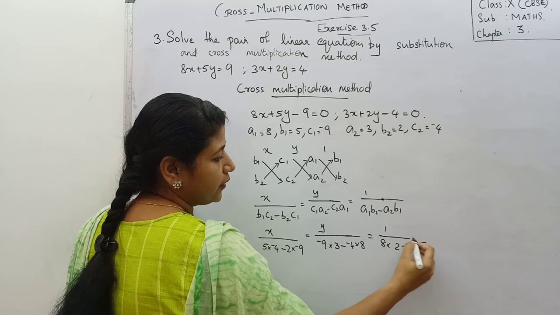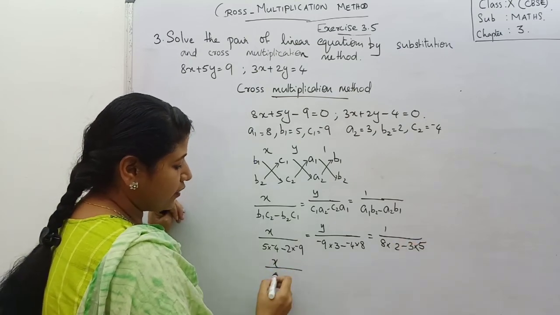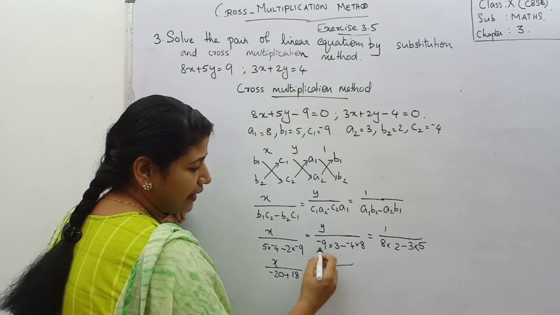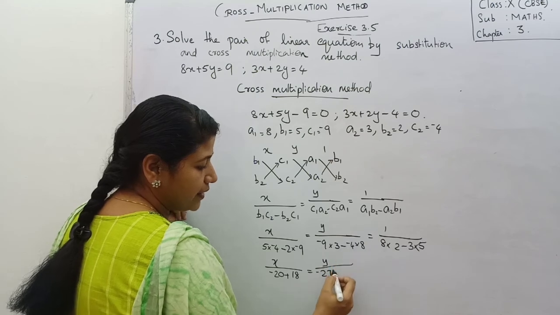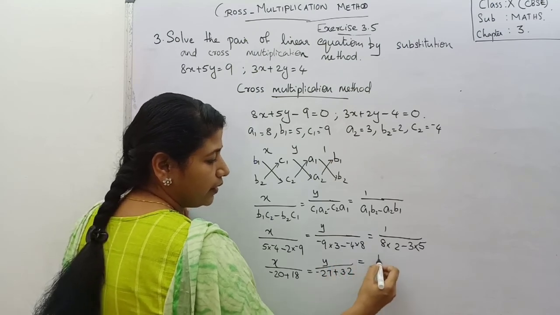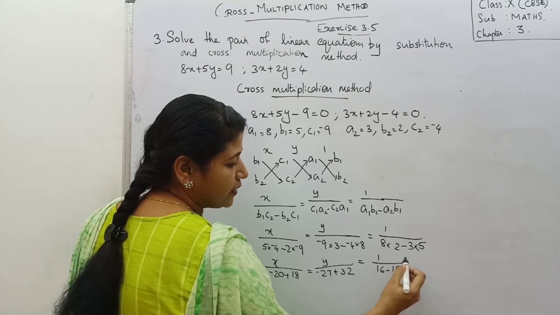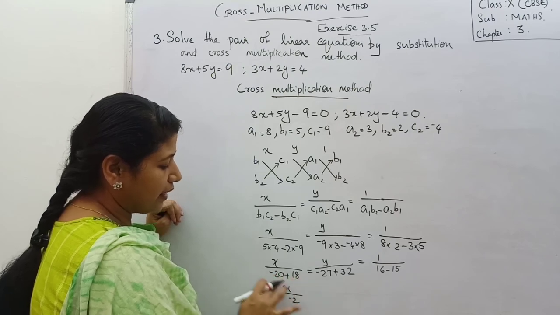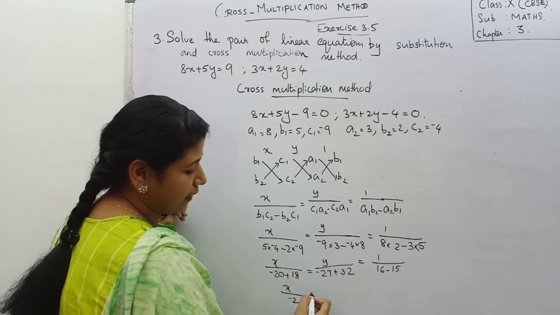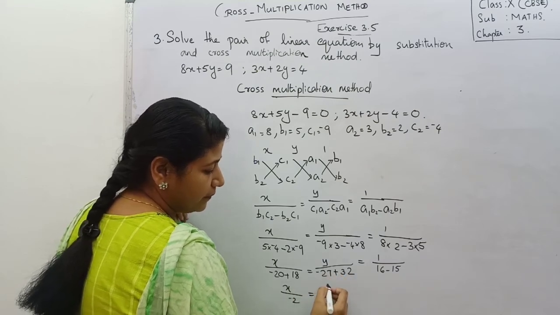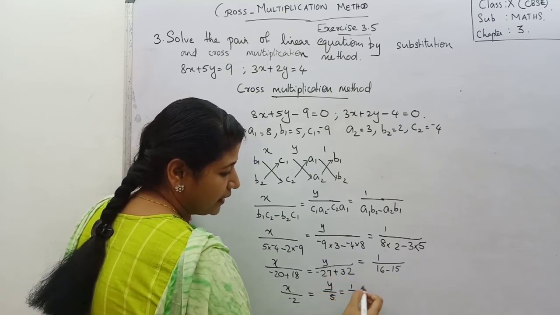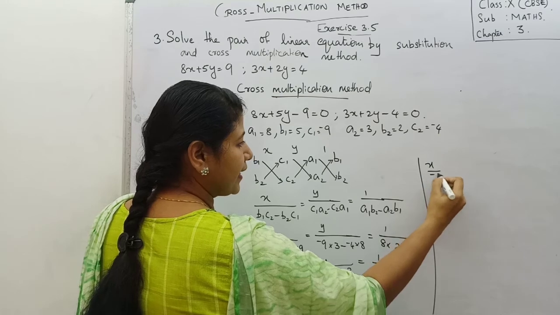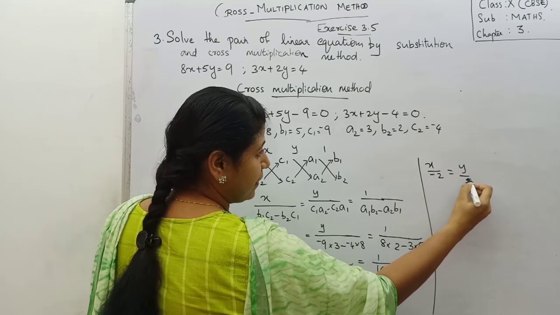So we can write x by, this is 5 into negative 4, negative 20, minus 2 into negative 9, positive 18. This is y by negative 9 into 3 is negative 27, minus into minus is plus, 8 into 4 is 32. 1 by 8 into 2 is 16, minus 3 into 5 is 15. So we can write x by negative 2, 20 minus 18 is 2, the larger has the negative sign, so we are putting the negative sign here. 32 minus 27 is 5, y by 5 equal to 1 by 16 minus 15, which is 1. So we can write x by negative 2 equal to y by 5 equal to 1.